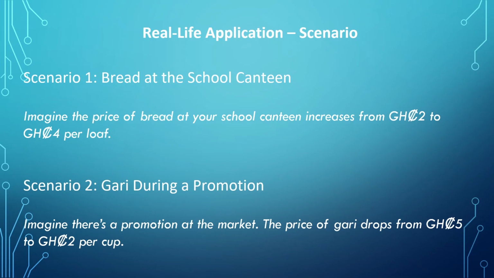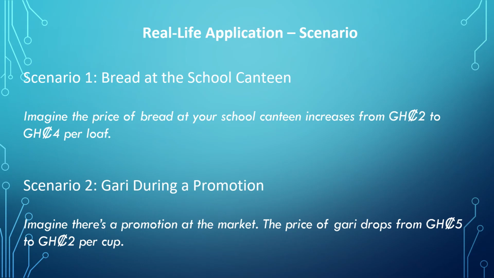Correct. The quantity of bread demanded will decrease. Students will buy less bread because it's now more expensive. Some students might bring bread from home instead. Others might buy alternative foods. This is the law of demand in action.